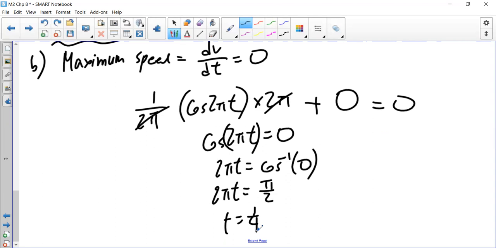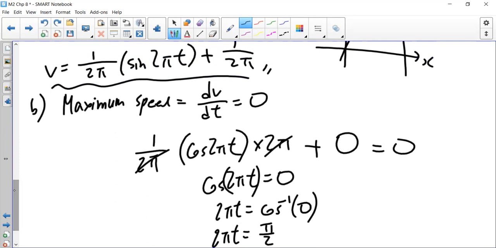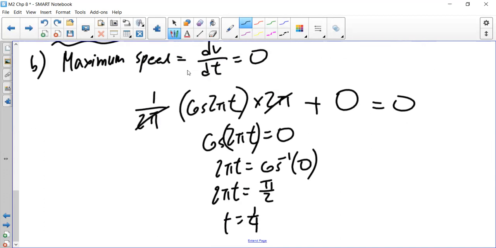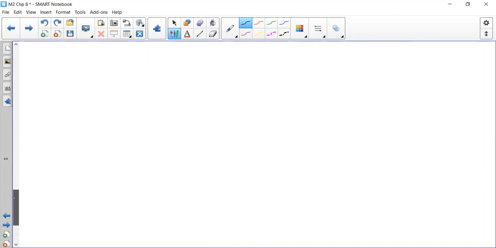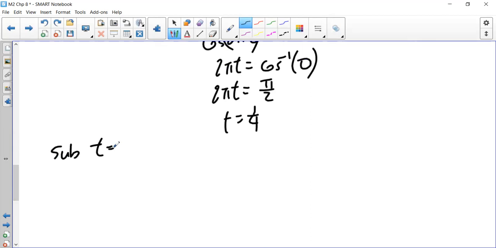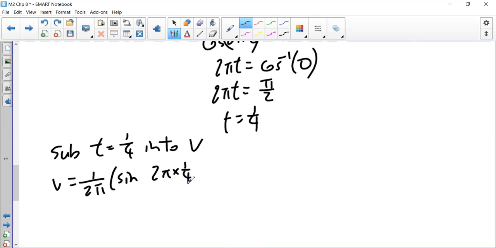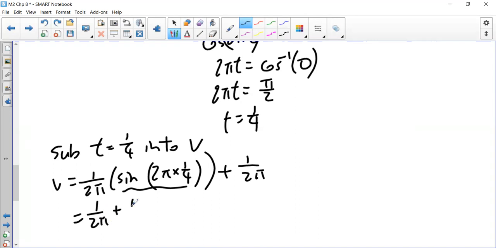So if t equals a quarter, to find the maximum speed, I will substitute back into the v equation. The maximum velocity happens when time equals 1 over 4. So I'm going to substitute t equals a quarter into v. So v equals 1 over 2 pi times sine of 2 pi times a quarter, plus 1 over 2 pi. If I simplify sine of pi over 2, that should give you 1. So that's 1 over 2 pi plus 1 over 2 pi. That gives you 1 over pi.